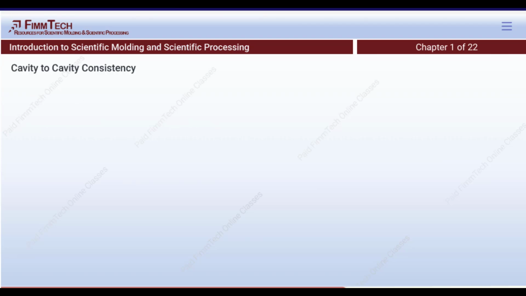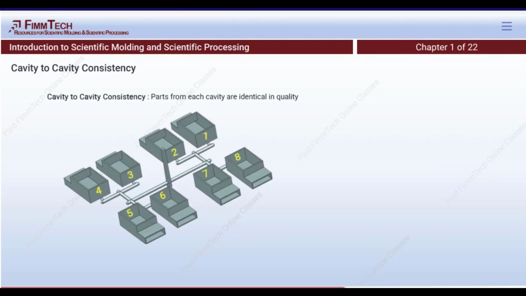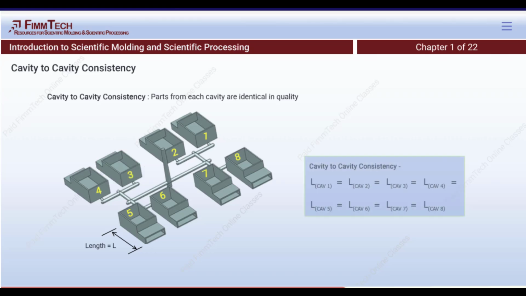There are three types of consistencies. The first one is cavity to cavity consistency. That means I've got an 8 cavity mold, and if the length of the part is important, then the length of cavity 1 should be the same as the length of cavity 2, should be the same as the length of cavity 3, and so on. If I have all these cavities of the same length, then I say that I have achieved cavity to cavity consistency.